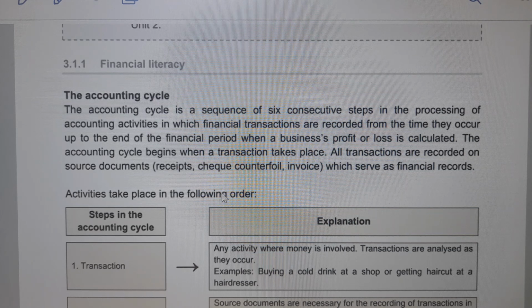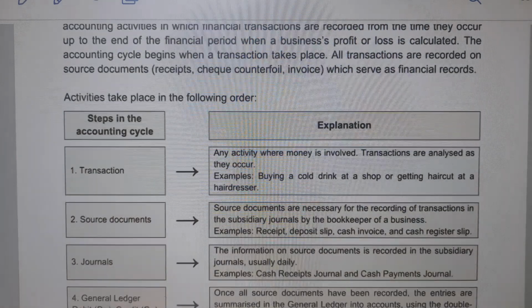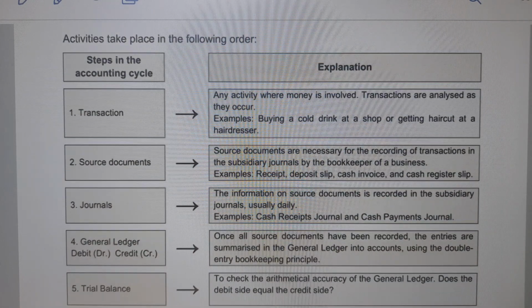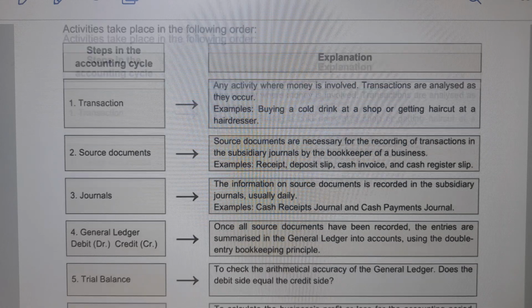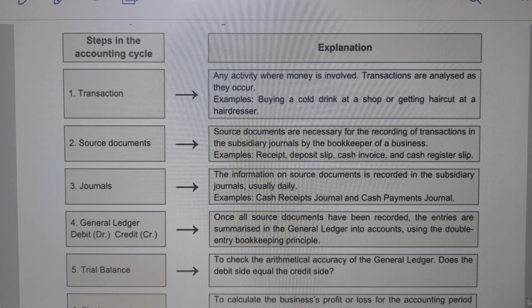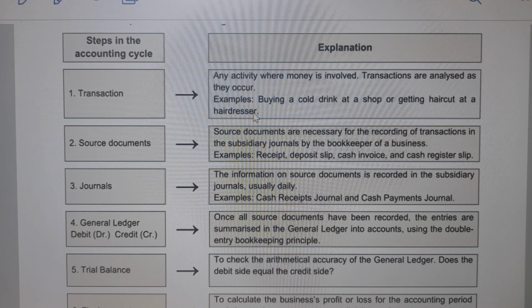Activities take place in the following order. These are the steps in the accounting cycle. Okay, let me put it up so that you can see all the 6 steps. The first one is the transaction. What do they mean by transaction? Any activity where money is involved. Transactions are analyzed as they occur.